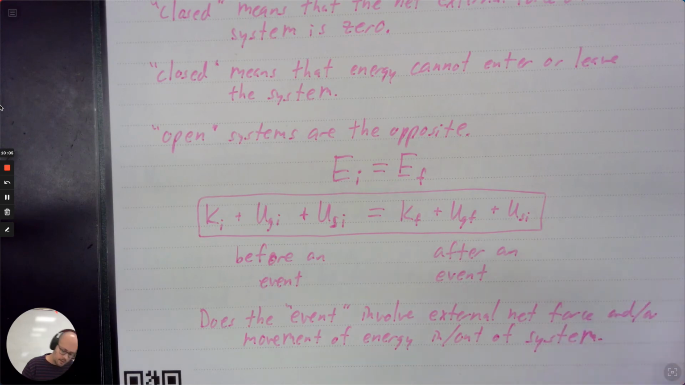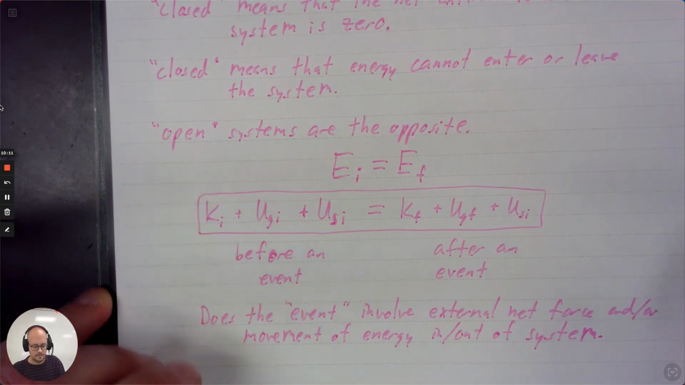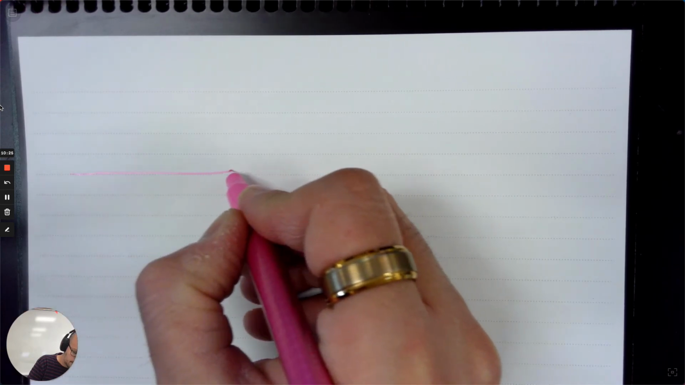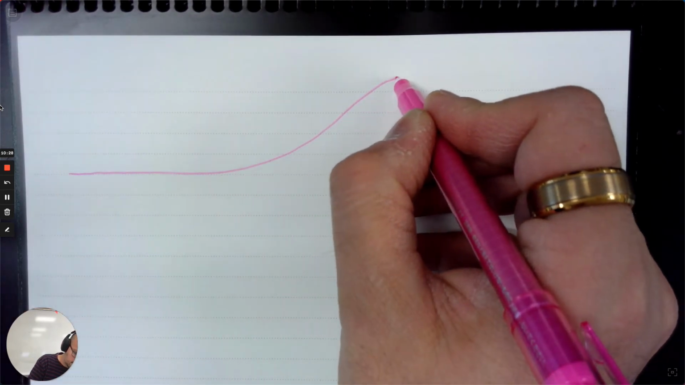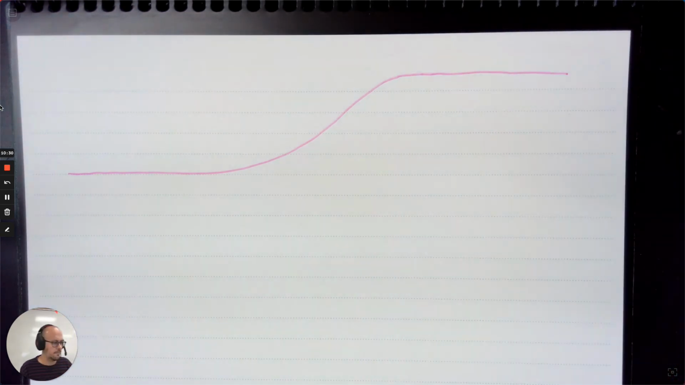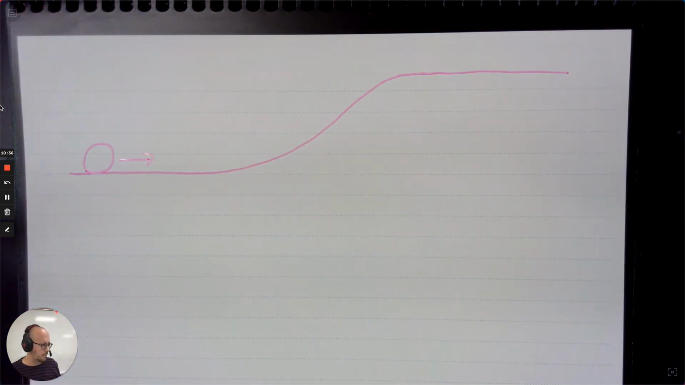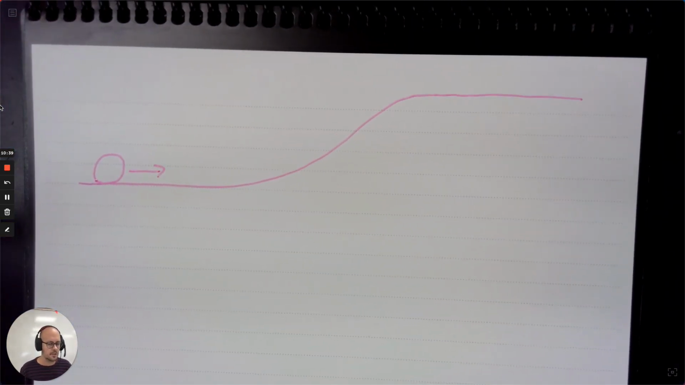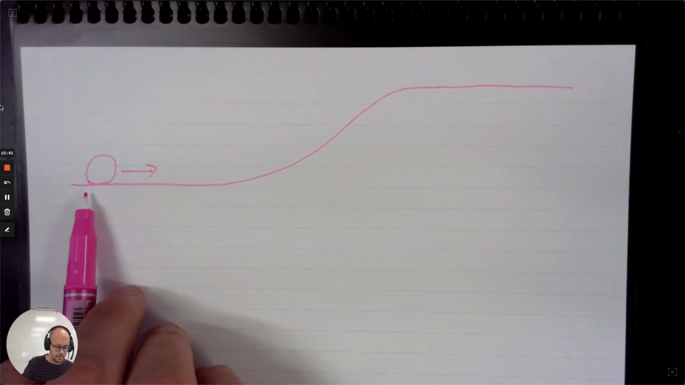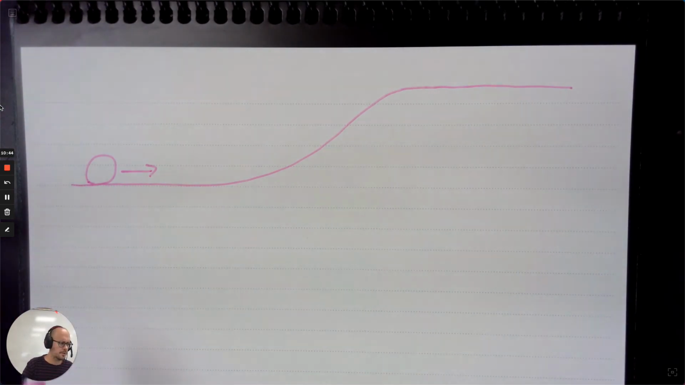I'm going to hopefully illustrate this idea to you with an event that's pretty easy to analyze. That event is a ball rolling up a hill. Here is the base of the hill, and then here is the hill, and then there's a plateau. So the ball is racing toward the bottom of a hill. I'm going to use that phrase in problems. Racing toward the bottom of a hill means that it's at the base of the hill, racing toward it.